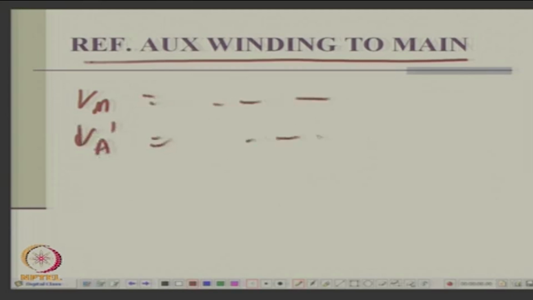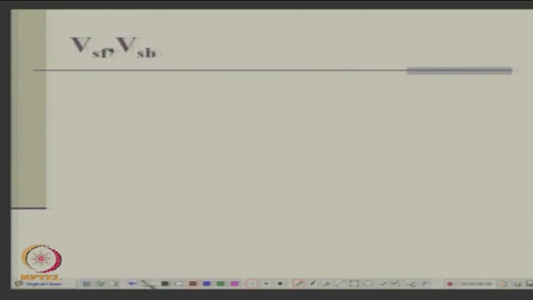Okay. We have already written the equations. Okay. And what is the next thing is we write VSF, VSB, ISF, ISB.